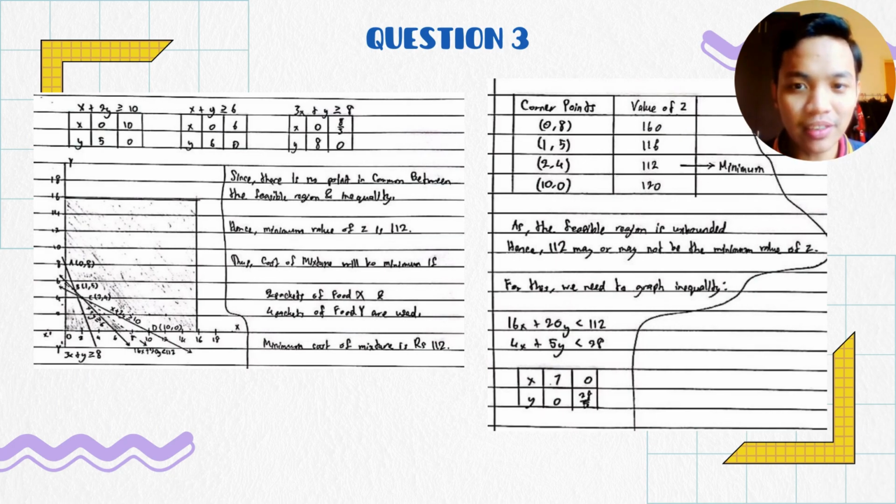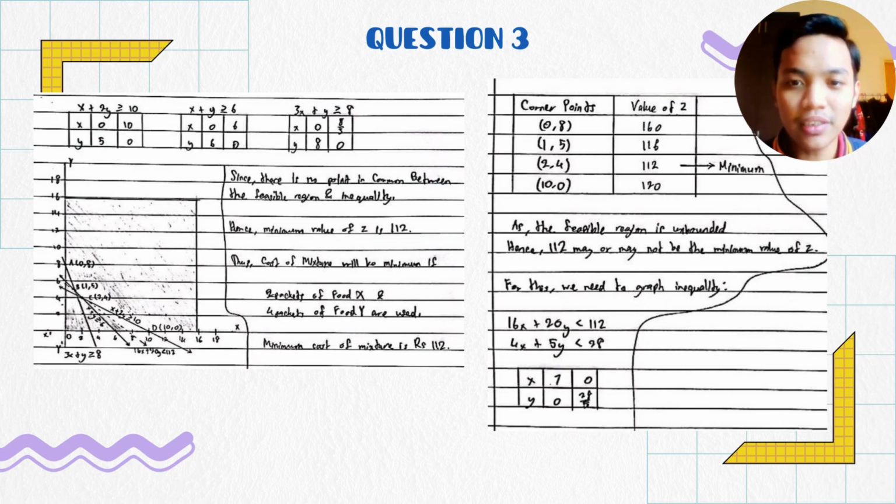And today I will continue question number 3. First, the line x plus 2y more than or equal to 10, and I realize x is 0 and 10, and y is 5 and 0. This graph has corner points and values of z.